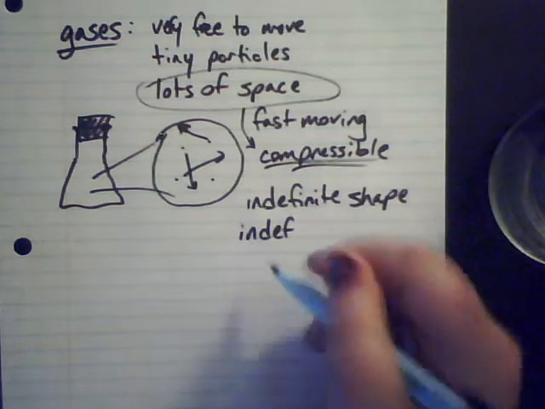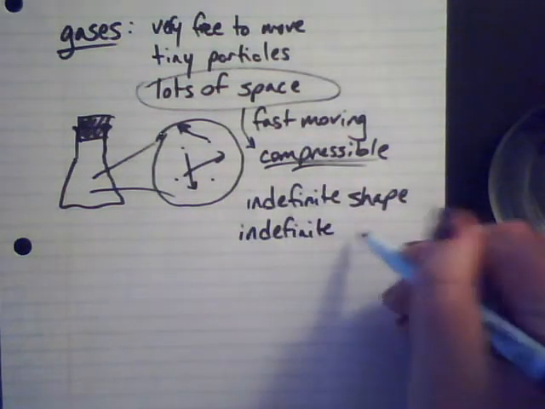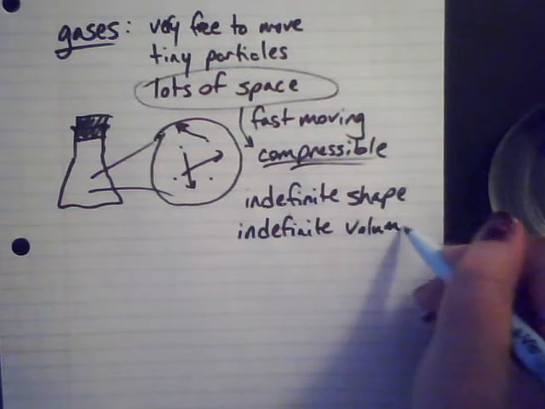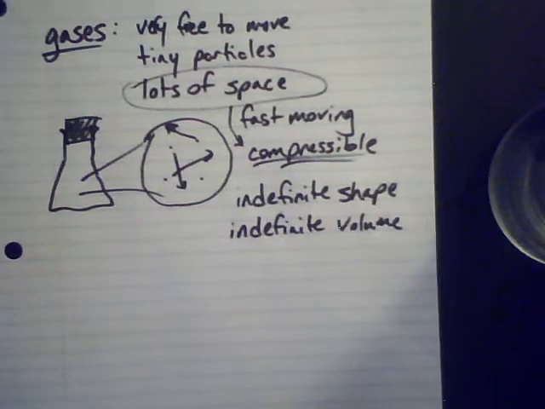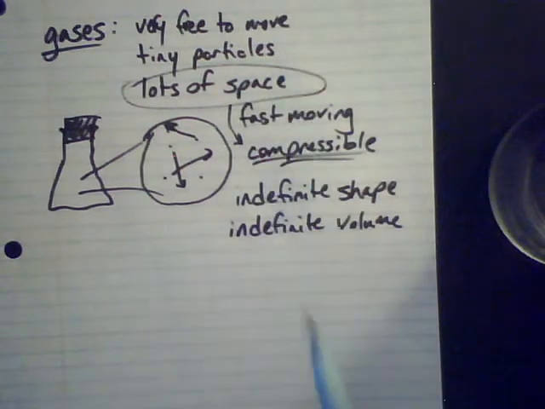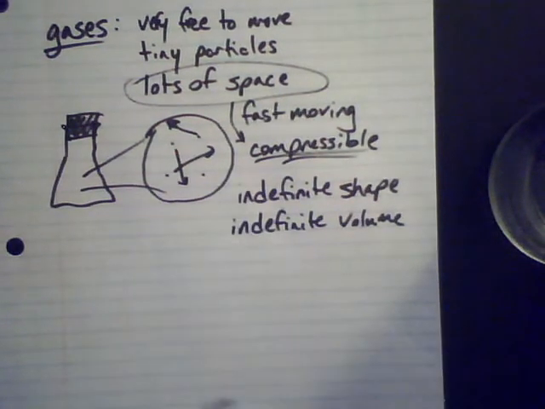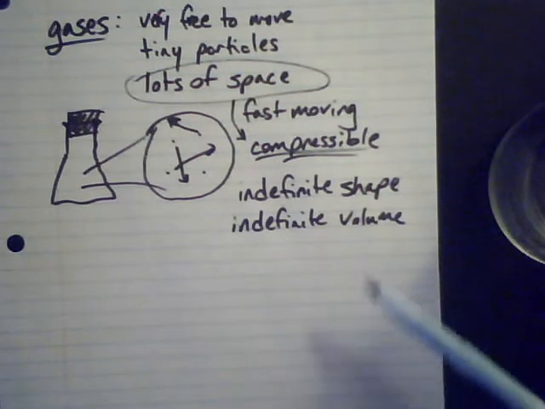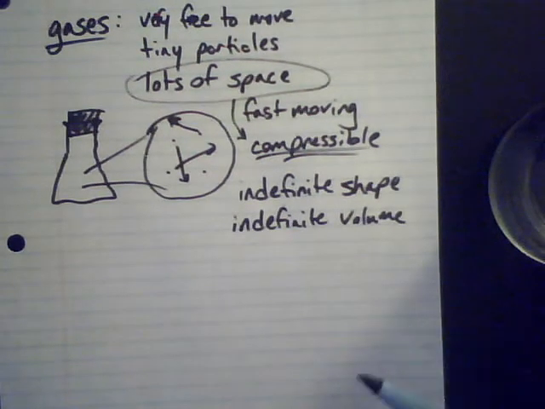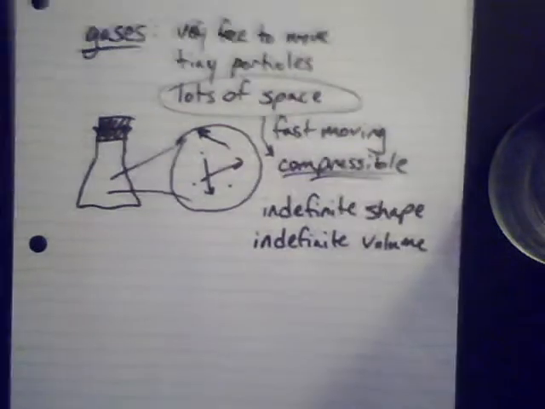I can squeeze it down into a smaller space, right? Or I can expand it out so that it fills a whole room, right? The same amount of gas can fill an entire room or fit into this flask because it has such tiny particles and there's so much room for them to move around. Okay, so variable shape, variable volume, or indefinite shape, indefinite volume, and that's our gases.